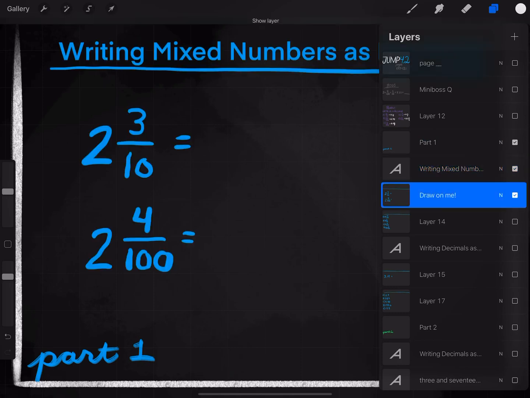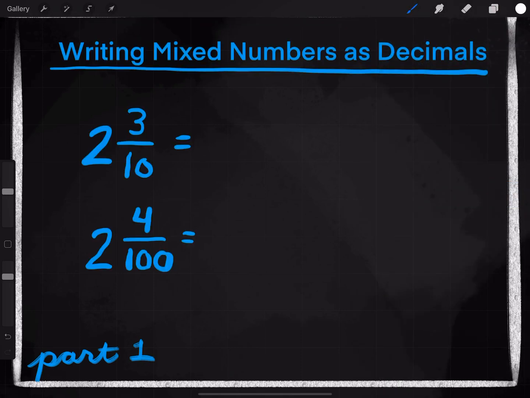All right. So now we're going to write mixed numbers as decimals. And for this part, we just have a whole number added to our fraction. So we already know how to write the fraction as a decimal, 0.3. And this 2 is a whole number, so it's going to be written before the decimal point. So here, this one is 2.3.